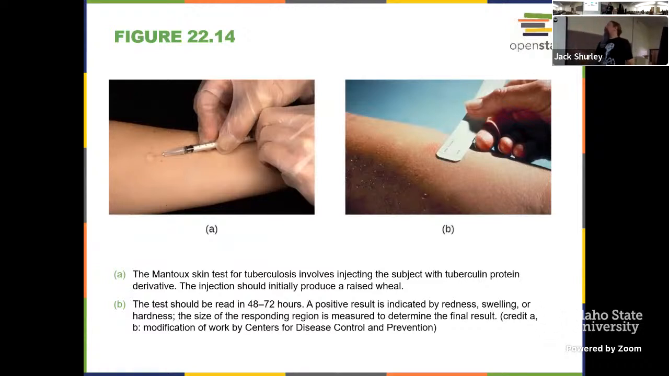We showed before, with some of the immunology stuff, some of the TB testing, and we got a couple of images up here to show it again. This is injecting a little bit of the tuberculin protein, a purified protein derivative. So it's a fraction of that bacterium, not something that is going to make you sick when it's administered in this situation.